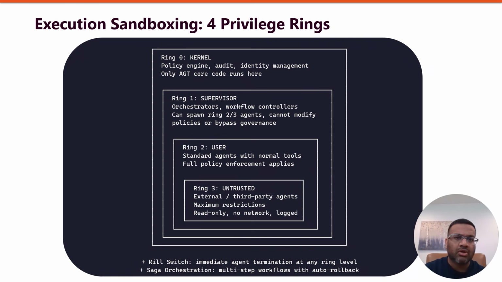We also have two critical safety mechanisms. First, the kill switch, immediate agent termination at any ring level. If an agent goes rogue, you can kill it instantly and it cannot prevent its own termination because the kill switch runs in ring 0. Second, the Saga orchestration for multi-step workflows. Agent does step 1, step 2, step 3. If step 3 fails or is denied by policy, the Saga automatically compensates, rolls back steps 2 and 1. This prevents agents from leaving your system in an inconsistent state. For Linux users, think of this as cgroups and namespaces, but for AI agent actions instead of processes.